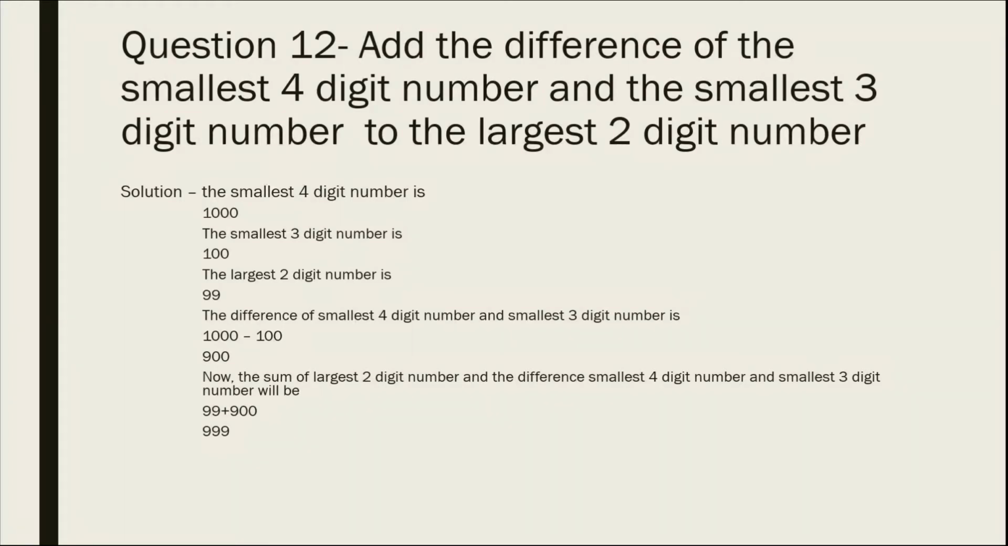Now you have to sum the largest 2-digit number and the difference of the smallest 4-digit number and the smallest 3-digit number, which will be 99 plus 900. The answer will be 999.